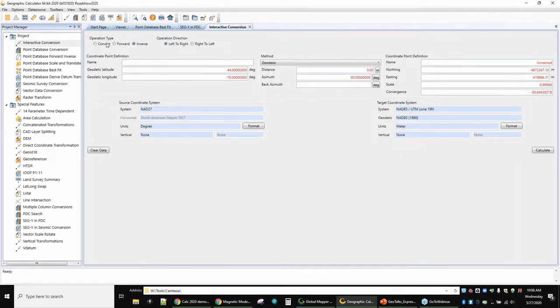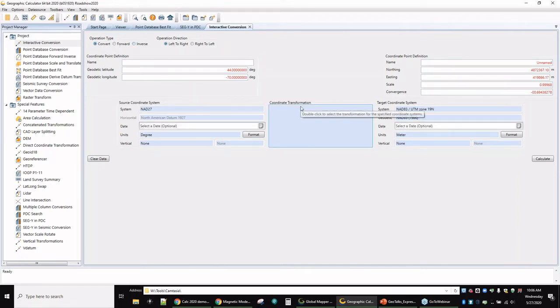So for a very simple conversion here, we're going to use the conversion job as a means of setting up how we operate with coordinate systems.